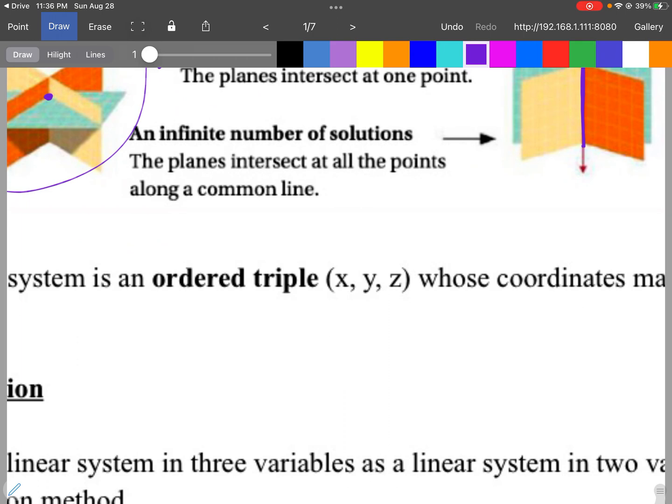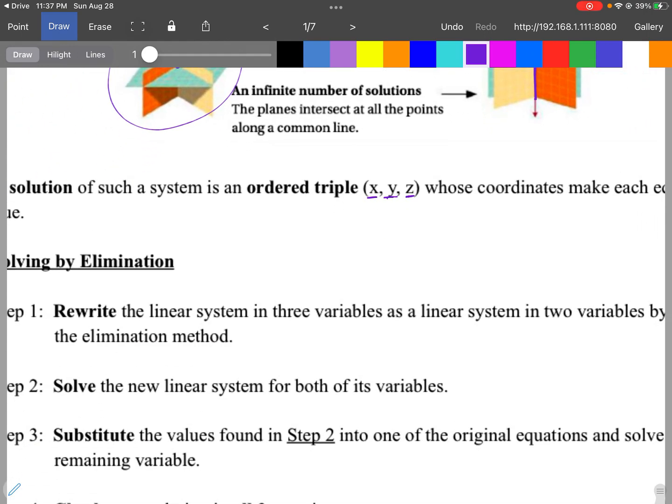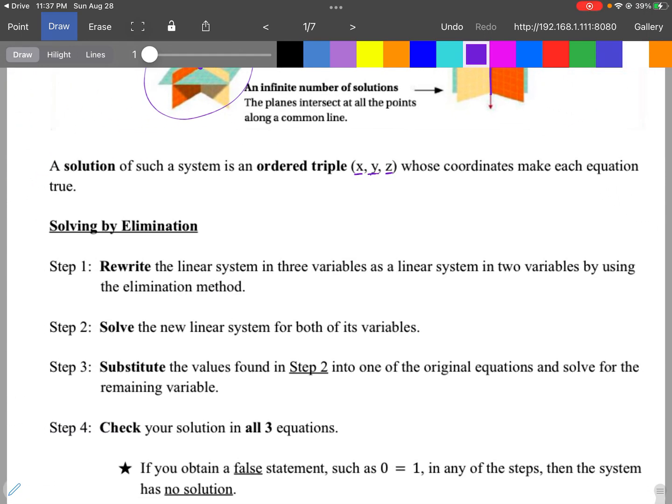Now, a solution of a system that has three variables has to have three answers. So we call it an ordered triple. It's just like a coordinate point, except we now have three numbers. And it always has to be in this order. It's got to be x, then y, then z. If those are out of order, then anybody looking at it is going to assume that those numbers stand for the x first, the y second, and the z third.